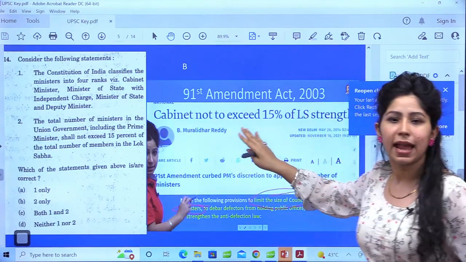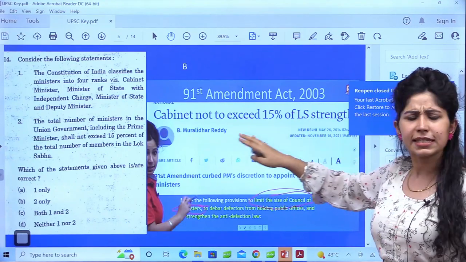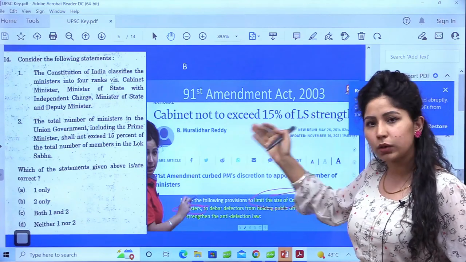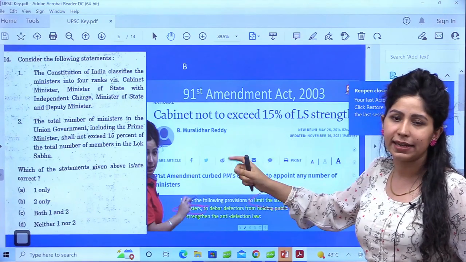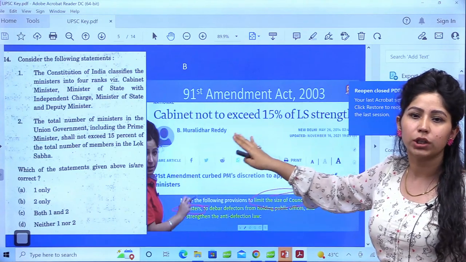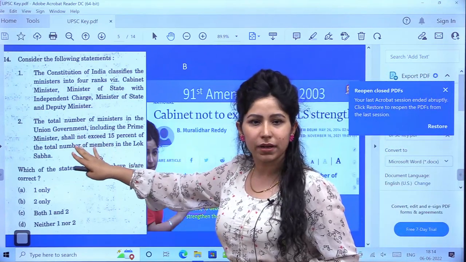The next one is the 91st Amendment Act of 2003. This is a snapshot of the headline of The Hindu. This is an old headline, and I showed you the snapshot here that cabinet strength has not to exceed 15% of Lok Sabha strength. And look at this statement number 2 here.